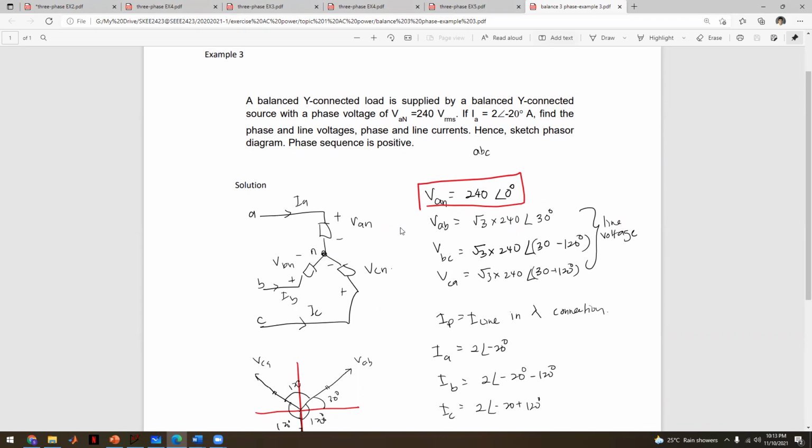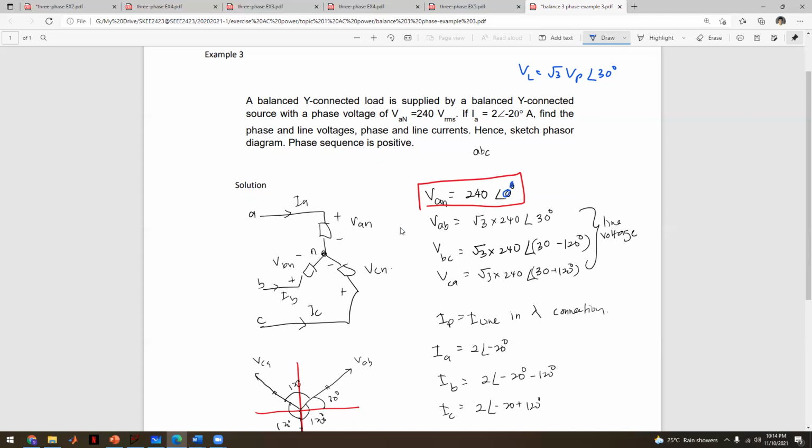So V line should be larger, and V phase, and then the angle must be 30 degrees leading. Right now the V phase is given as 240 volts. So this is VAN, but since it doesn't give you any information on which phase is the reference, we assume that this VAN is the reference. So the angle is set as 0 degrees.